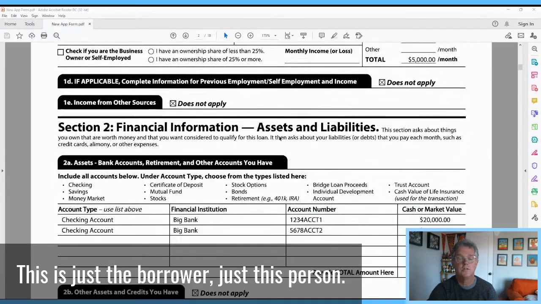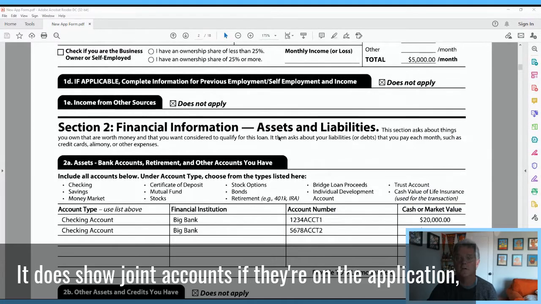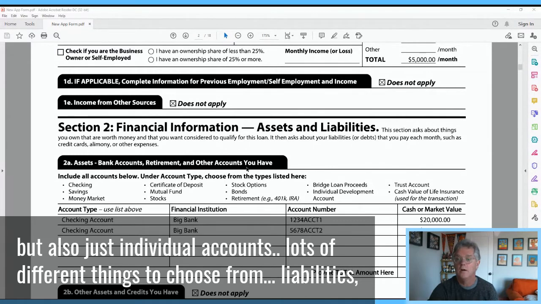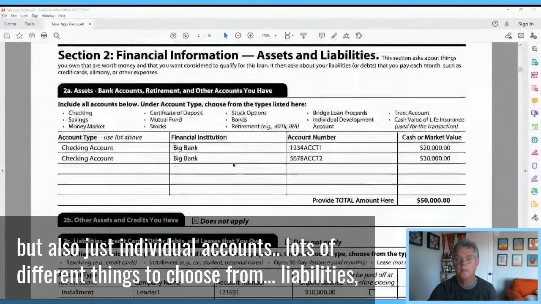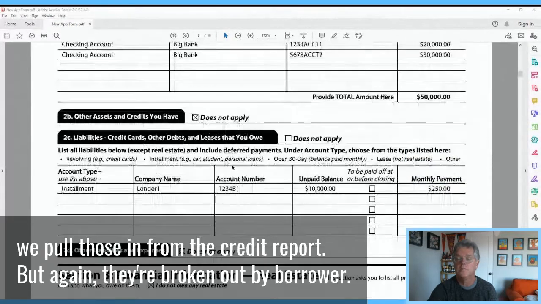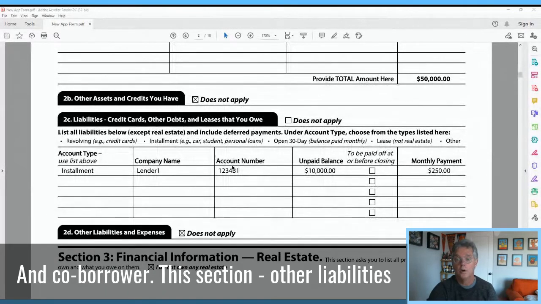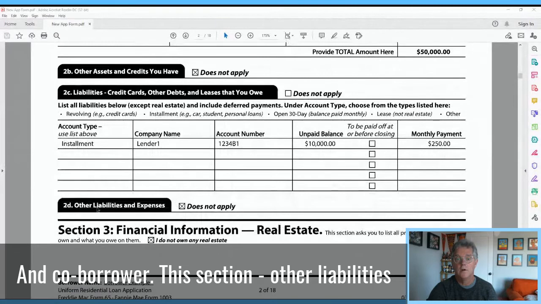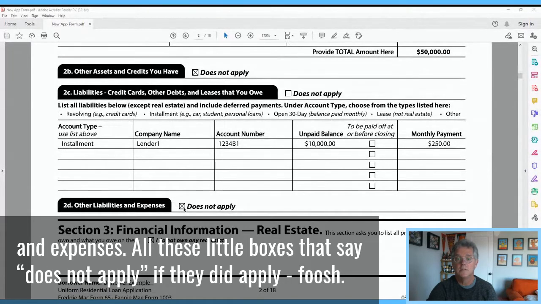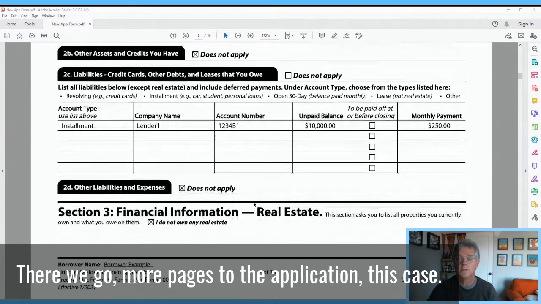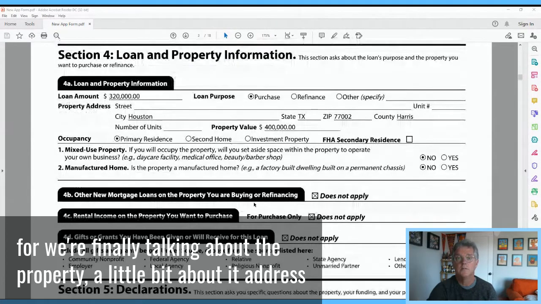Financial information, this is just the borrower, just this person. It does show joint accounts if they're on the application, but also just individual accounts. Lots of different things to choose from. Liabilities, we pulled those in from the credit report, but again, they're broken out, borrower section and co-borrower section. Other liabilities and expenses, all these little boxes that say do not apply. If they did apply, well, there we go, more pages to the application. In this case, I just made it simple.